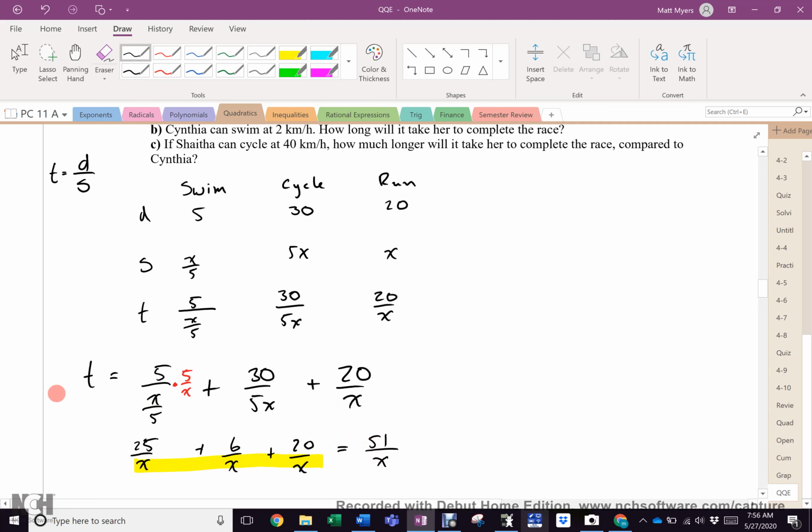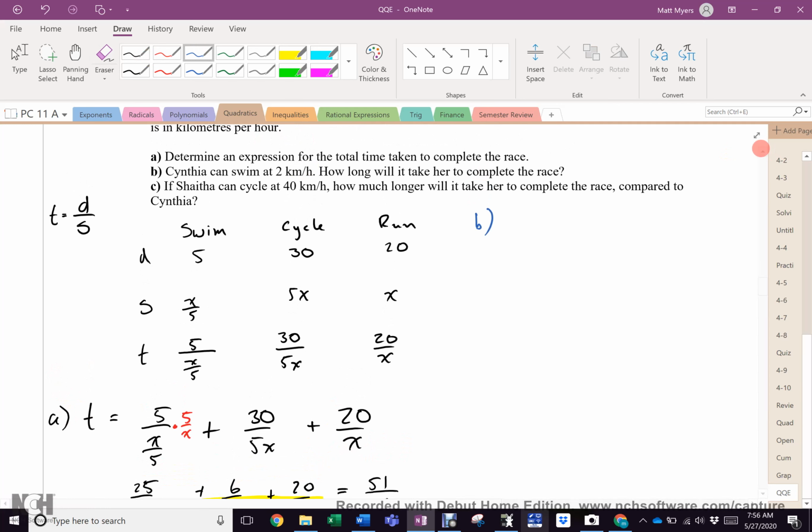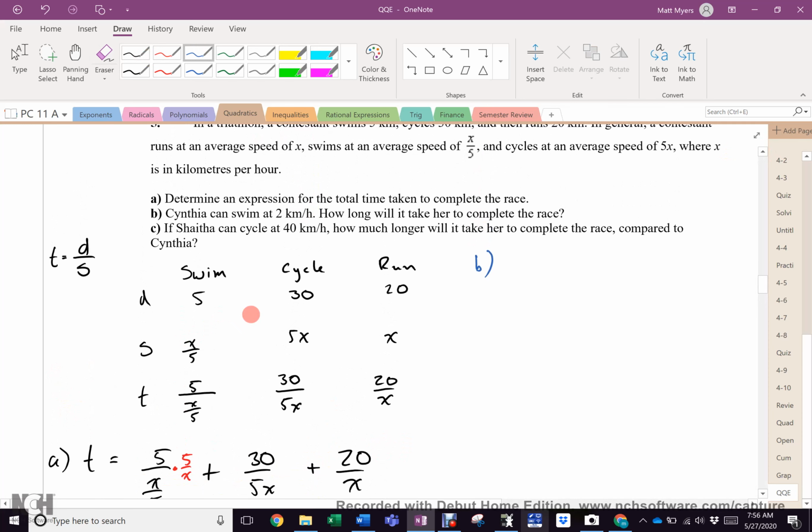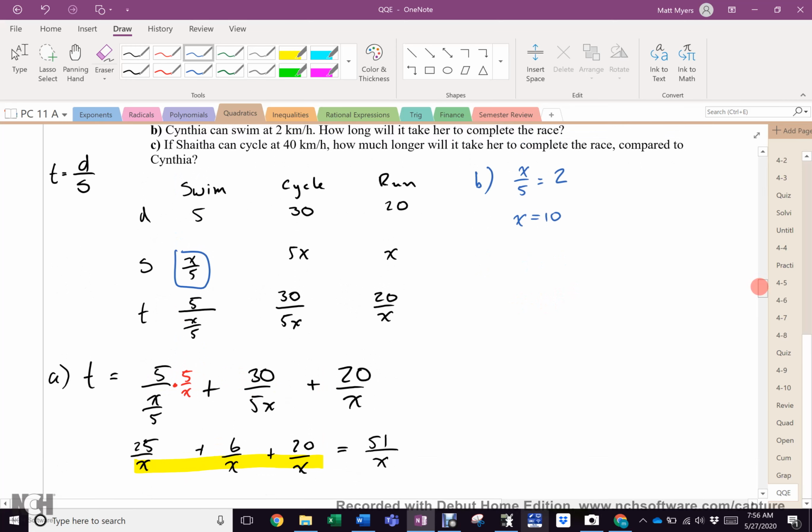So that is A. B. Cynthia can swim at 2 kilometers an hour. So Cynthia's swimming speed, x over 5, must be 2 kilometers an hour. Solve for x. x must equal 10. So if x equals 10, how long will it take her to finish the race? 51 over 10, which is 5.1 hours.